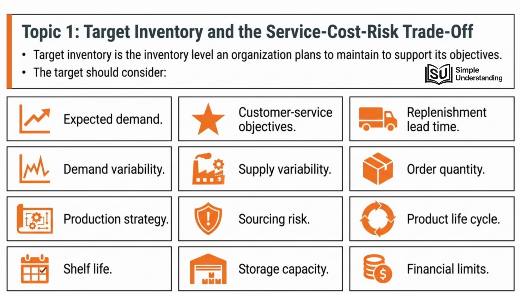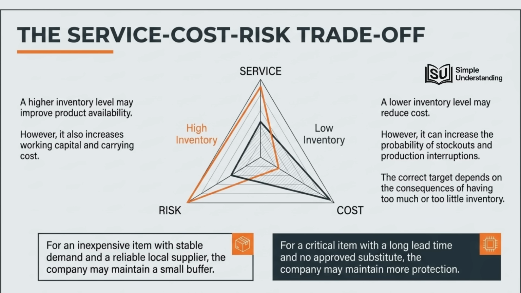The target should consider expected demand, customer service objectives, replenishment lead time, demand variability, supply variability, order quantity, production strategy, sourcing risk, product life cycle, shelf life, storage capacity, financial limits. A higher inventory level may improve product availability. However, it also increases working capital and carrying cost.